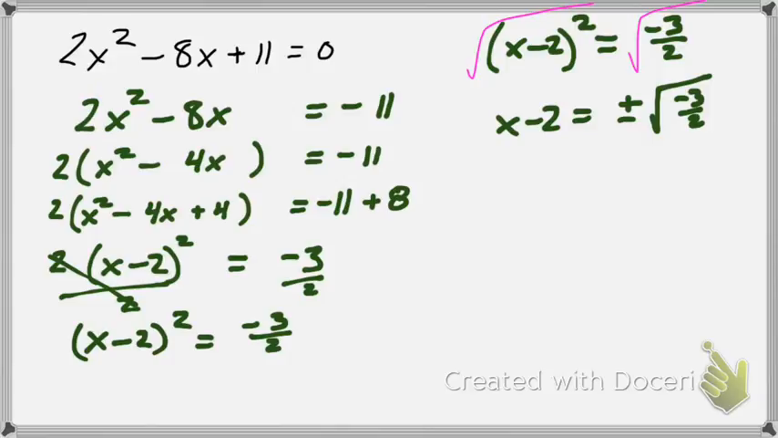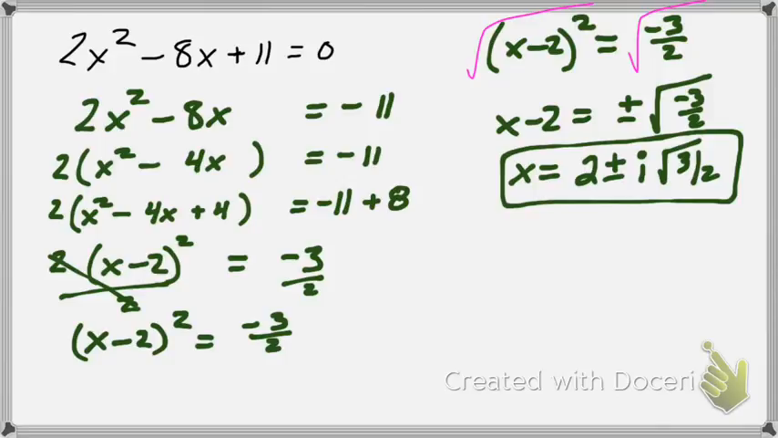At this point, we don't know how to simplify a fraction under a root very well. That comes in next chapter. The only thing we know how to do is get that negative out of a root. And to get a negative out of a root, you just put an i out front. So I would expect you to do that. So the answer that I would expect you to write: 2 plus or minus i root positive 3 halves.